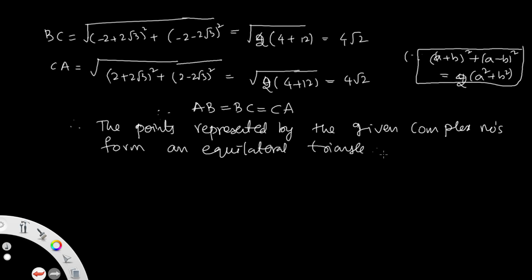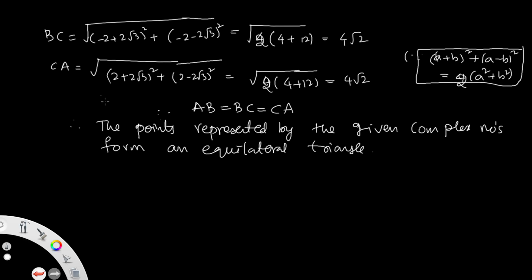Just to find out AB, BC, CA. This is in the form of A plus B whole square plus A minus B whole square. That is 2 into A square plus B square, so that is in the form of square root. So write here 2 into A square means 2 square, B square means 12. So 16 plus 12, 16 into 2, 32. 32 means 4 root 2.